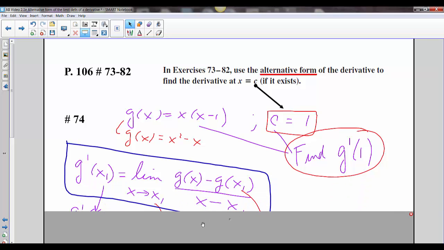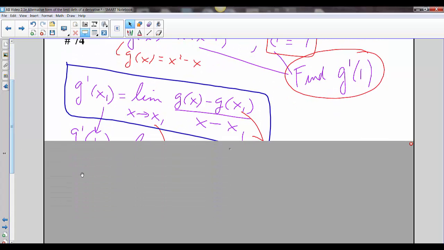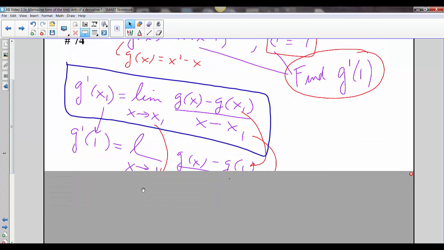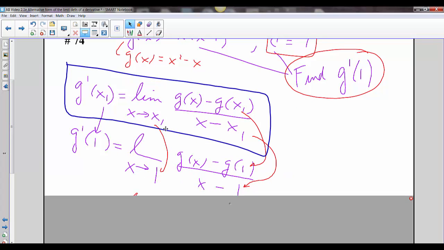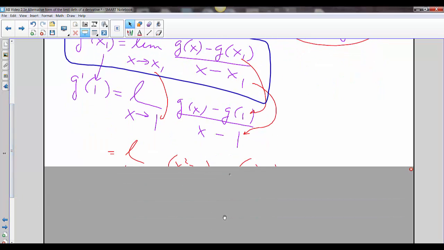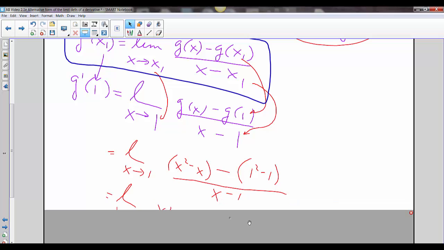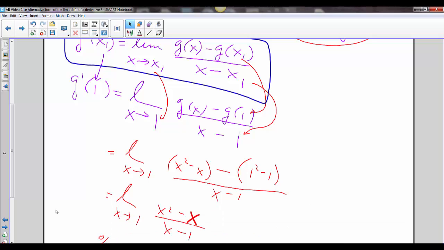So g prime of x1 is equal to, and there's our x, x1, x, x1, x, x1. The only difference is that it's a function g instead of a function f. So our x1, remember, is our c, which they told us was 1. So I go through and I replace all the x1s by 1. And therefore, remember our g of x was x squared minus x, so our g of 1 is 1 squared minus 1. Don't forget the parentheses. That'll be important because you'll need to distribute that negative.